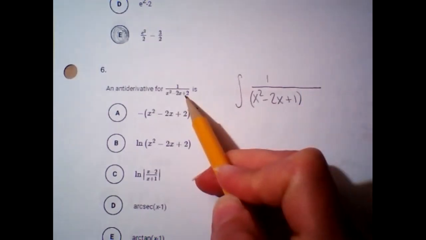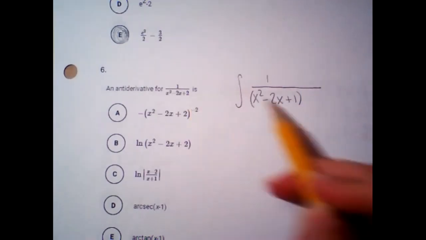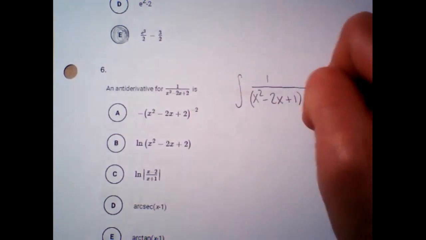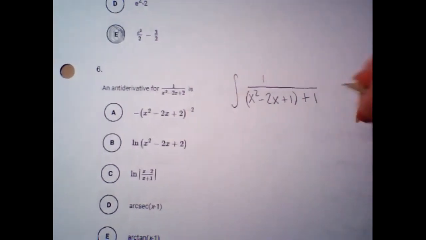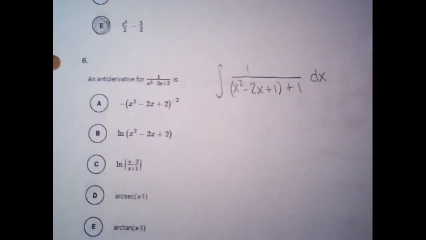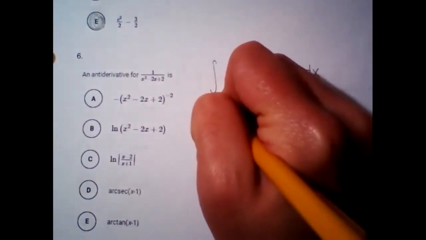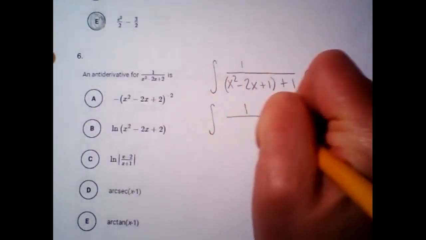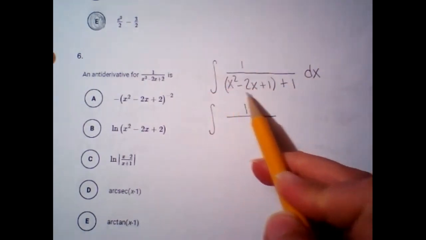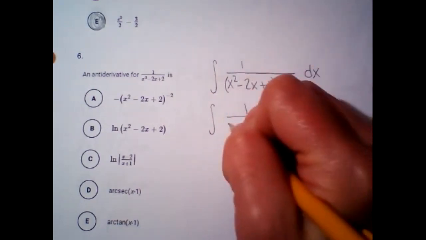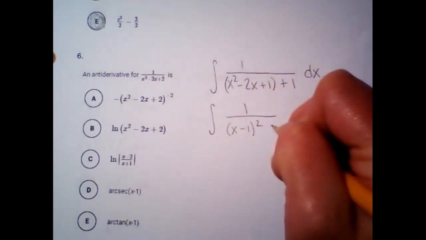So I need for it to still be a +2. I changed it to a +1, so I'm just going to add another 1 so that I haven't altered the problem at all. And then the whole point of doing that is you can now write this part factored. So if you factor that, you're going to get x minus 1 squared.